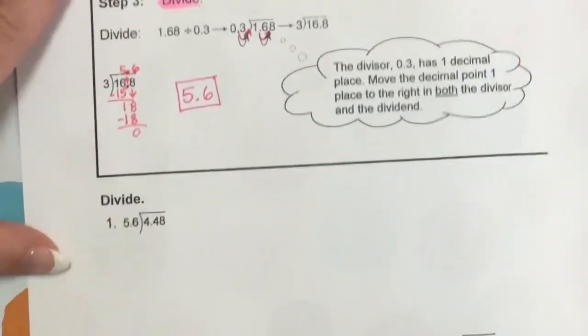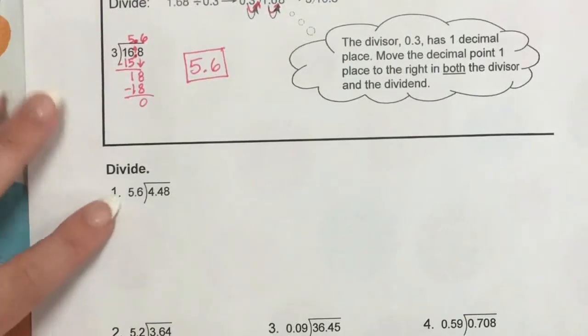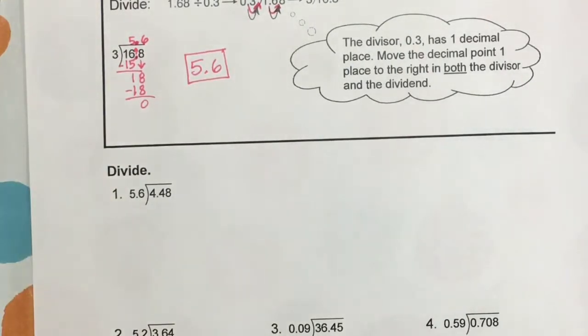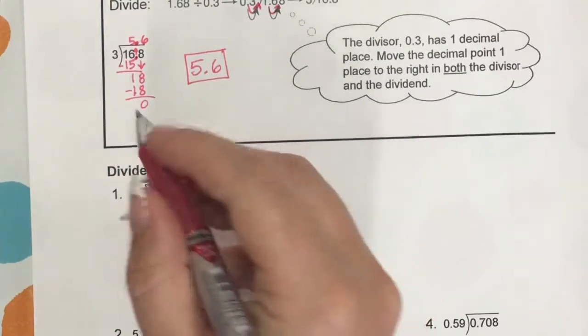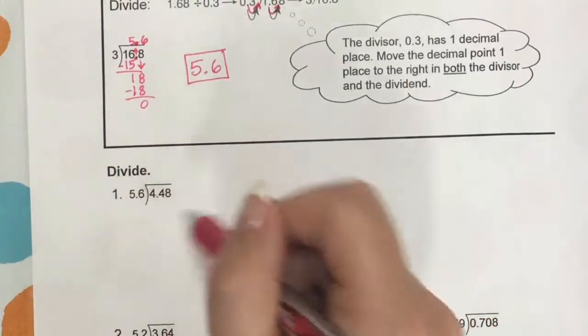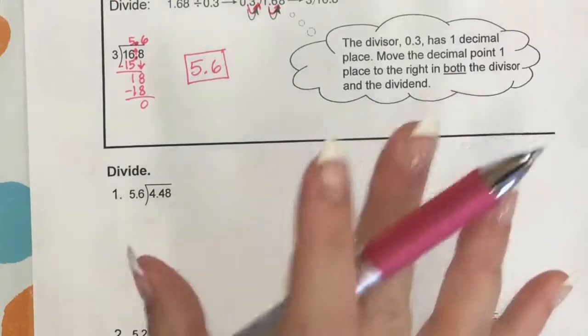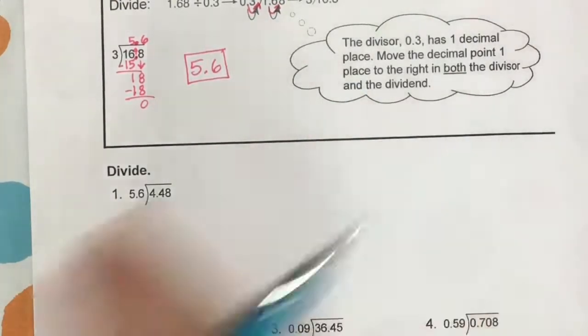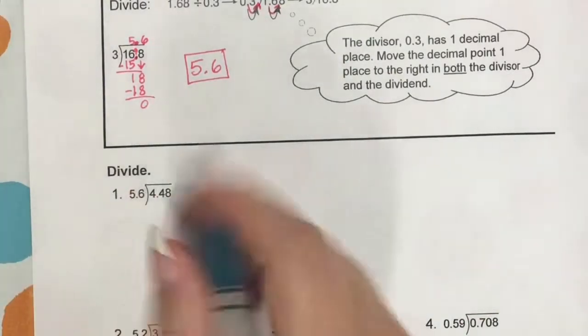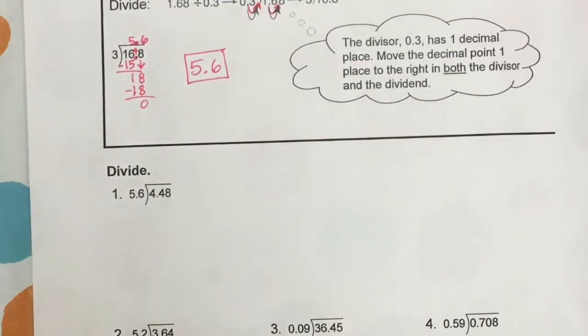So that's how that works. Let's go ahead and do this number 1 together again. So we have 4.48, and that is divided by 5.6. So we're dividing decimals, and the first rule whenever you're dividing decimals is that you can never divide by decimals. So we have to move the decimal place so we will no longer be dividing by decimals.